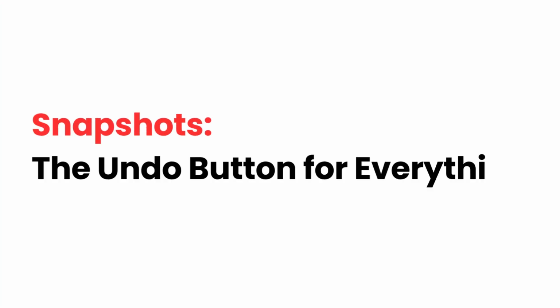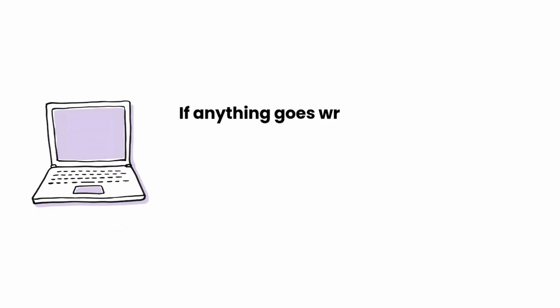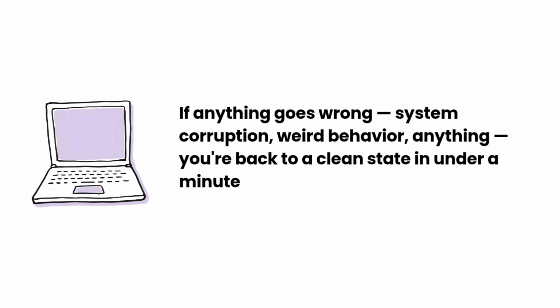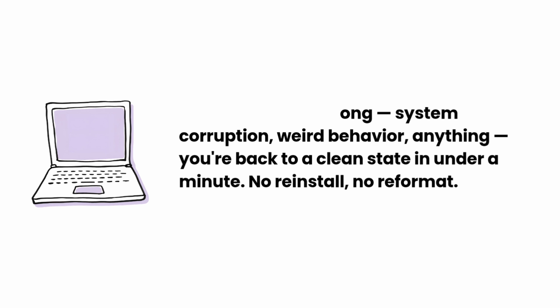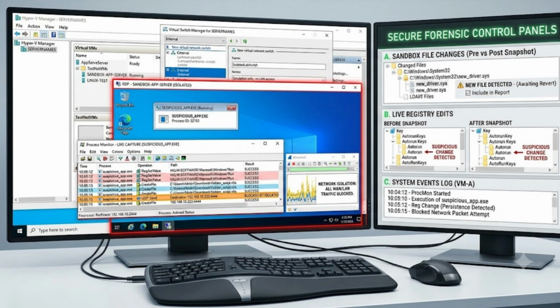Snapshots, the undo button for everything. This is the feature that makes the whole sandbox disposable. Before you test anything, take a snapshot. If anything goes wrong, system corruption, weird behavior, anything, you're back to a clean state in under a minute. No reinstall, no reformat.